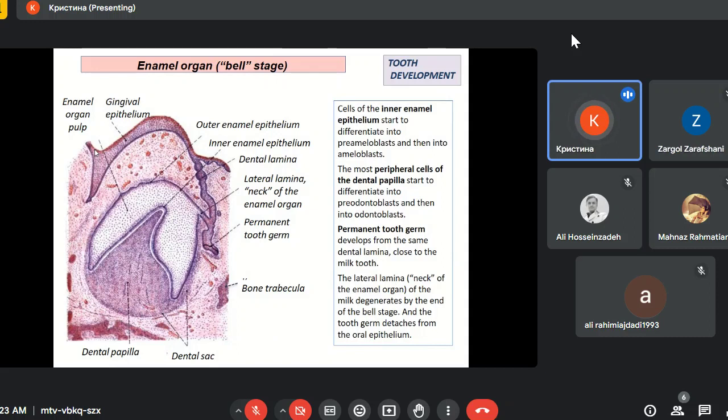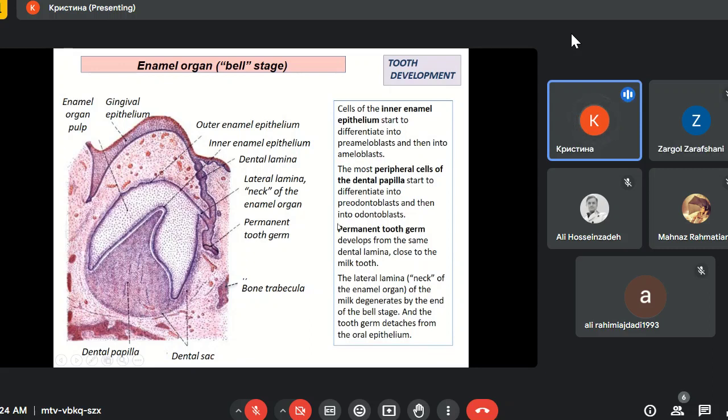So, during the bell stage of the enamel organ, cells of the inner enamel epithelium start to differentiate into pre-ameloblasts and then into ameloblasts. The cells will produce enamel. The most peripheral cells of the dental papilla start to differentiate into pre-odontoblasts and then odontoblasts.